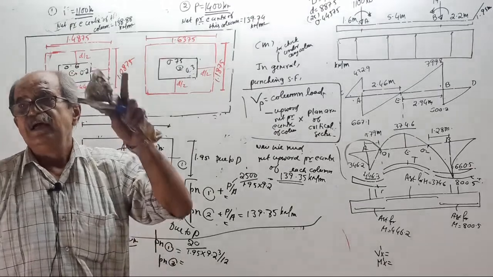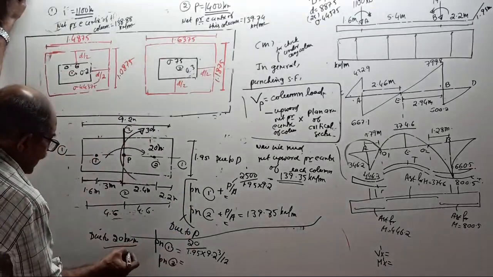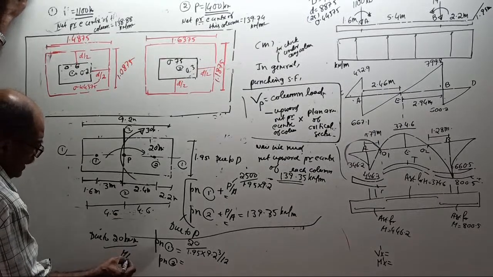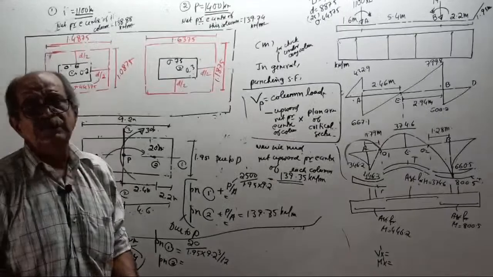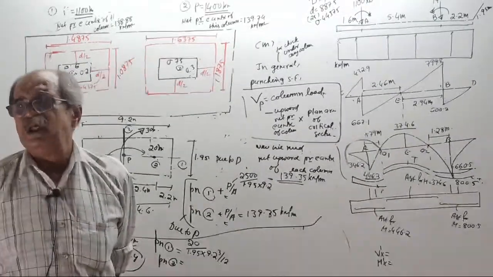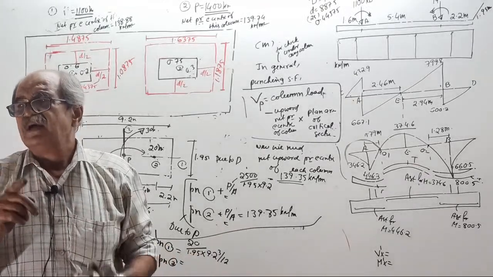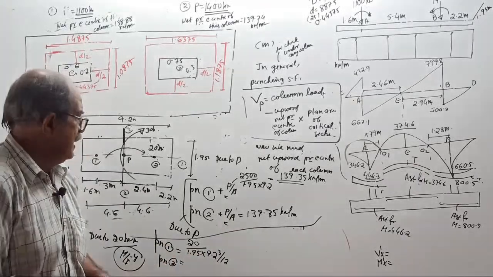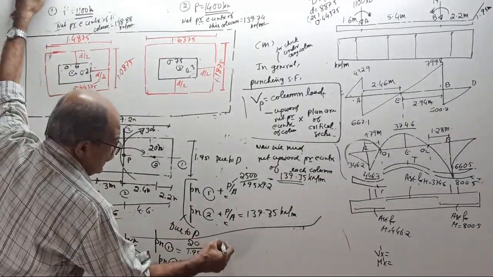You have to write M by I into Y. Clear or not? Your formula is what? M by I into Y. You cannot use the Z concept because it is not the boundary. It is not the extreme fiber. Z can be used only for the extreme fiber. For an intermediate value, use the basic formula, M by I into Y. Here Y equals 3 meter.